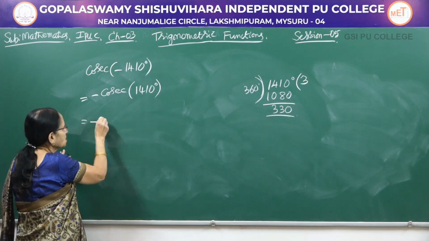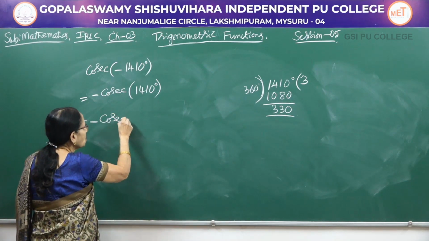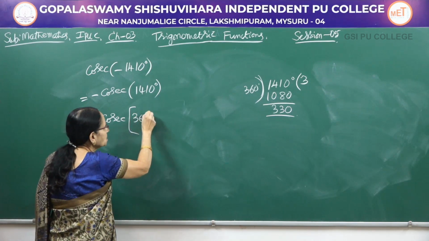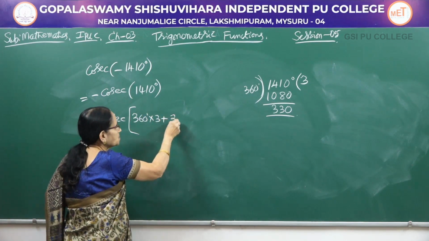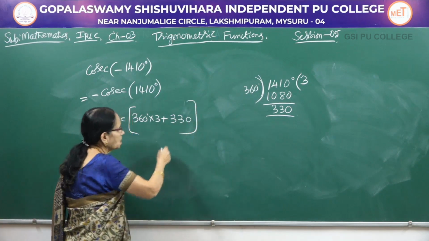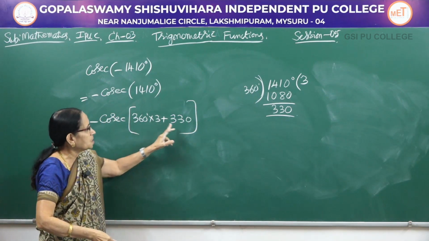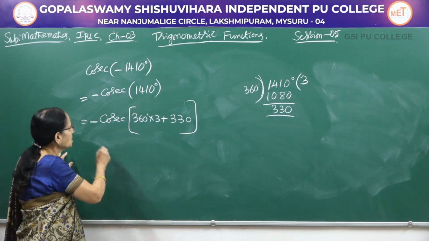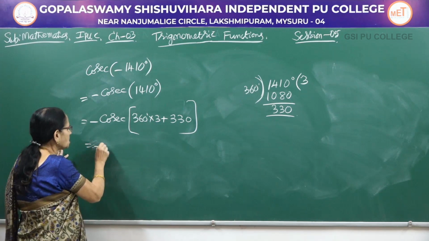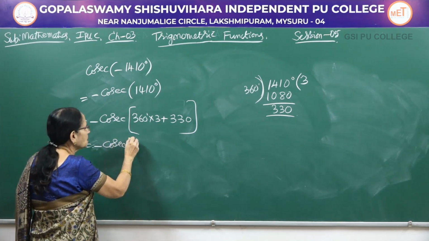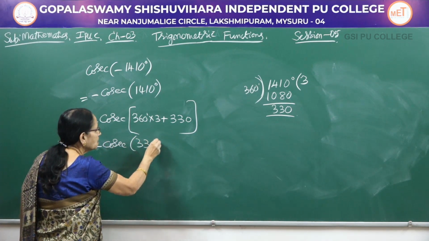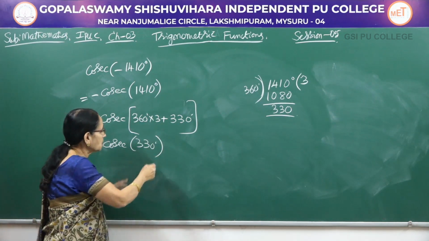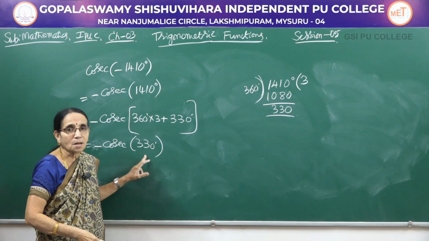So first let me write it as cosecant of, better you use the square bracket. It is 360 into 3 plus 330. If you multiply this one, 1080, plus this one, we get back the original angle. Now neglect this part and write it as minus cosecant of 330 degrees. Now look here, which quadrant does that 330 lie in?